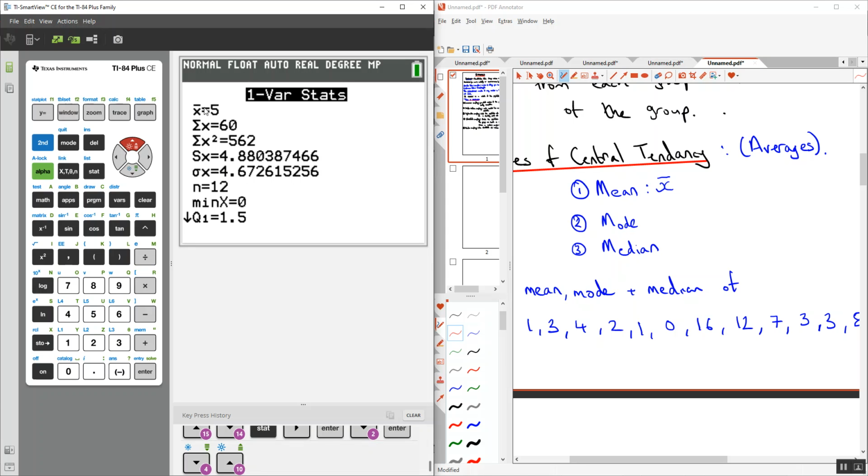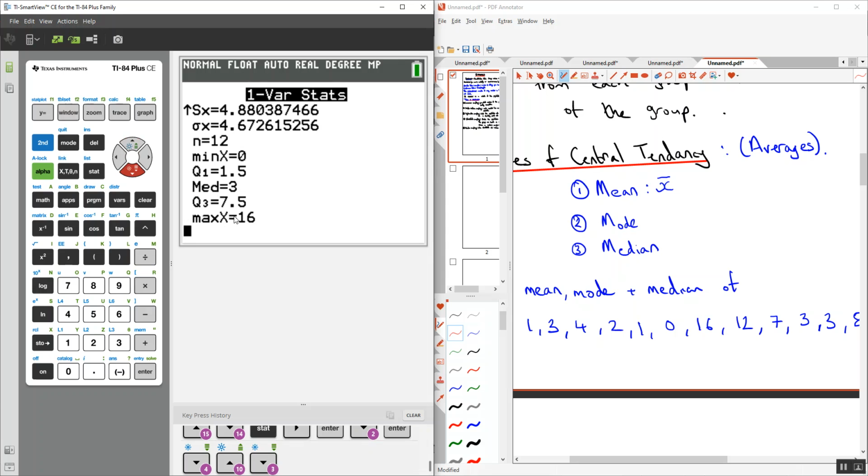But for now, we can see the mean, we've got our median. How easy is that? So you don't need to waste time working this stuff out. So let's just, mean is 5. And the median, we said, what was it? 3.